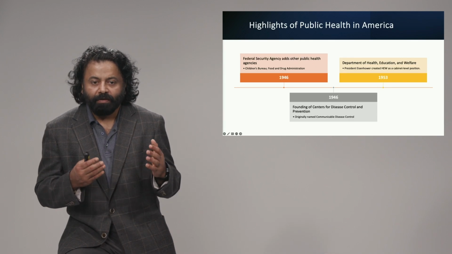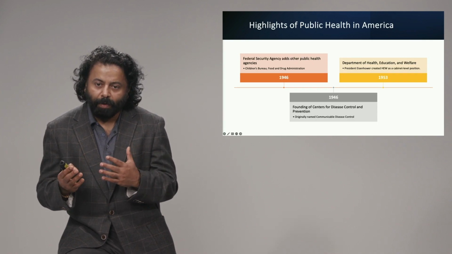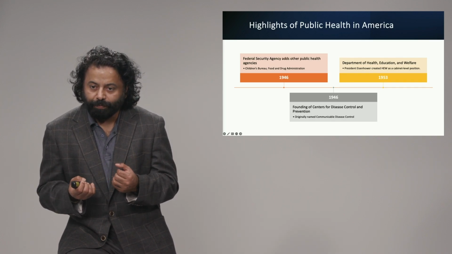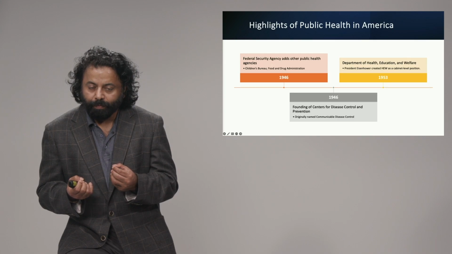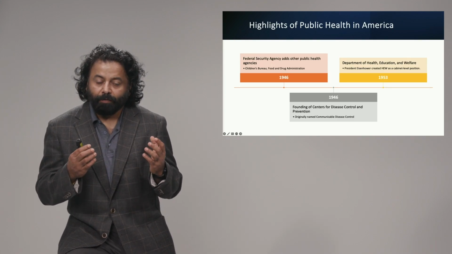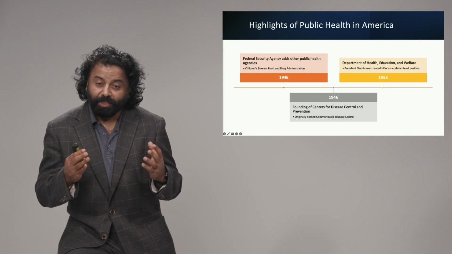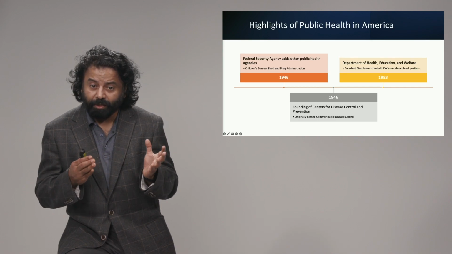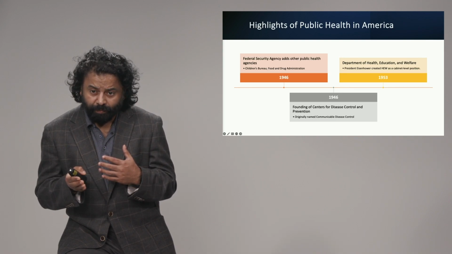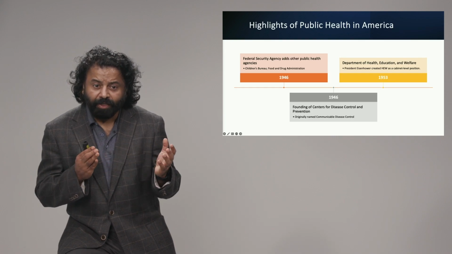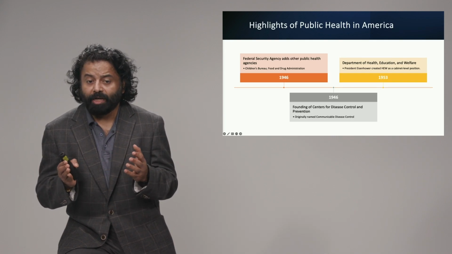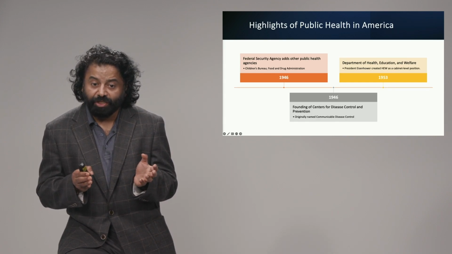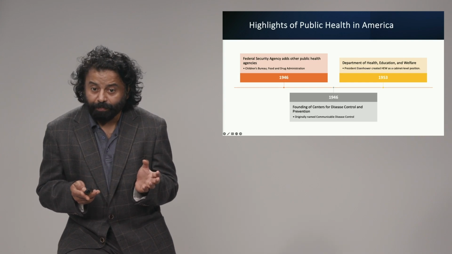In 1946, the Federal Security Agency added other public health agencies, including the Children's Bureau and the Food and Drug Administration. Also in 1946, the Centers for Disease Control and Prevention, CDC, was founded, originally named the Communicable Disease Center. In 1953, the Department of Health, Education and Welfare, HEW, was created by President Eisenhower as a cabinet level position.